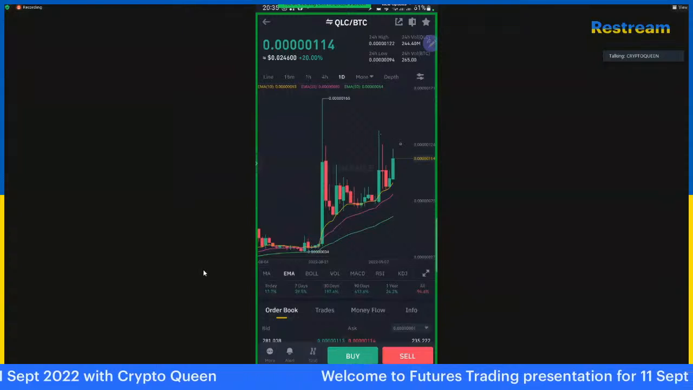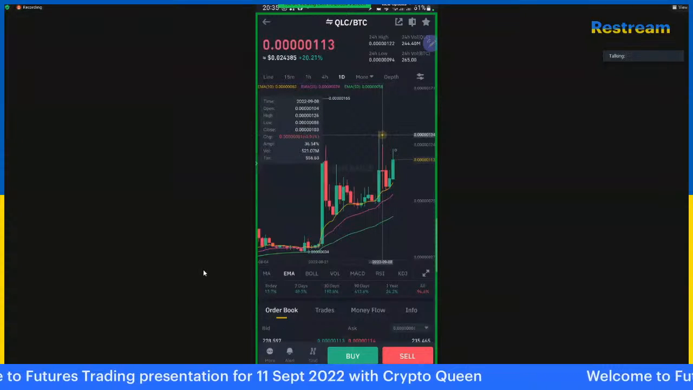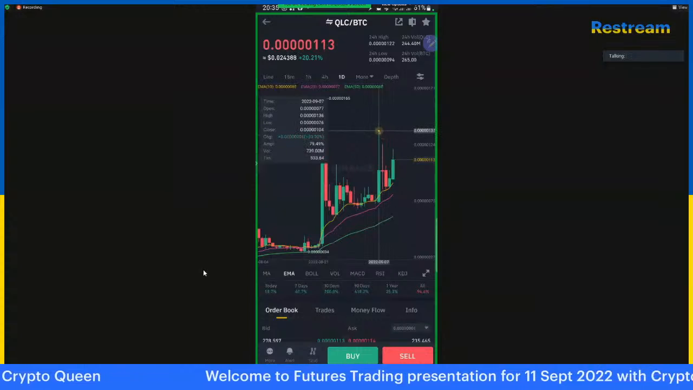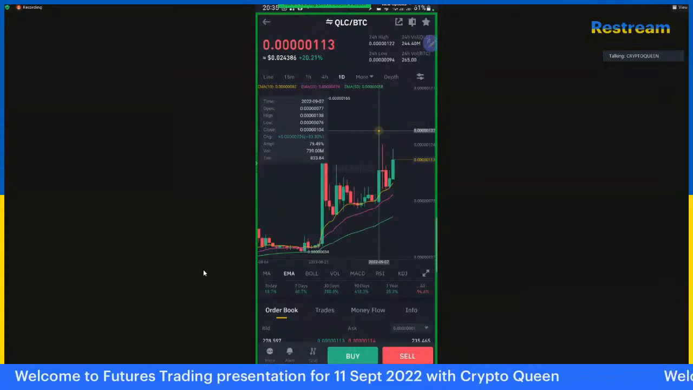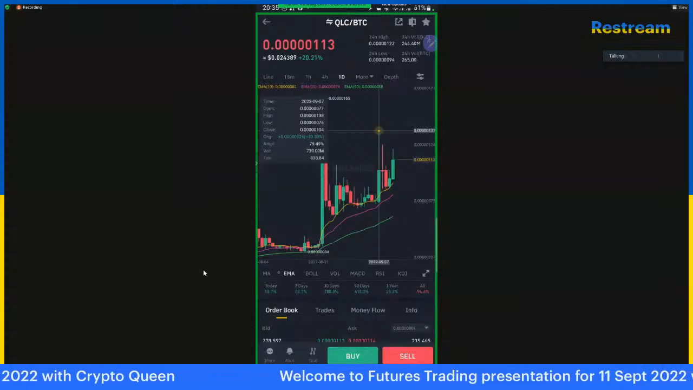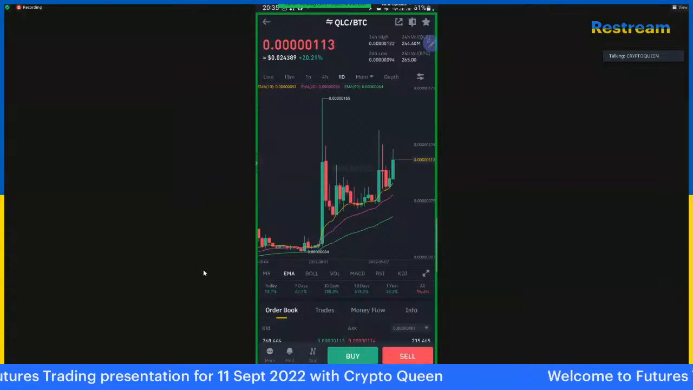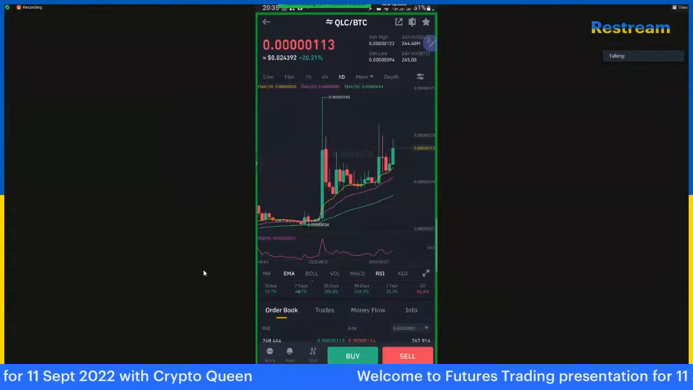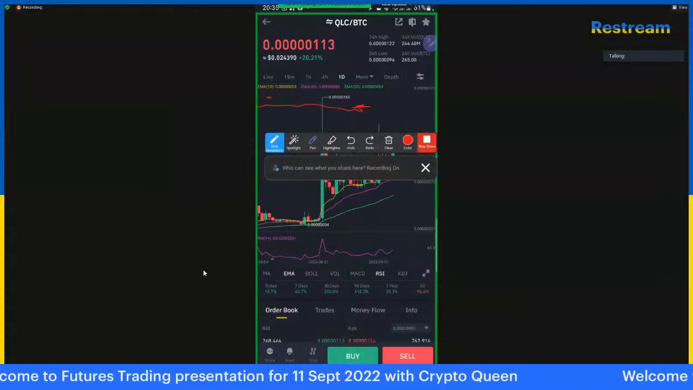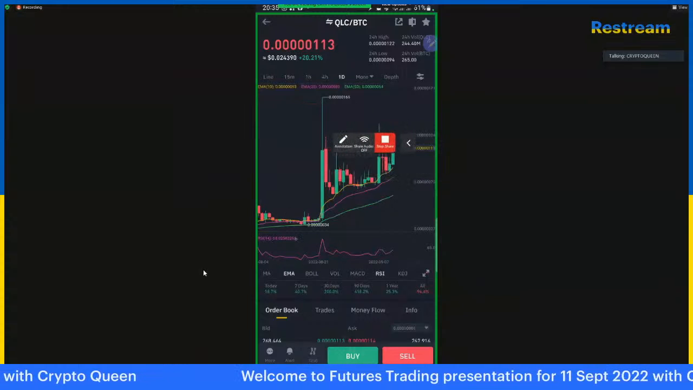So for example, I meet this coin here, and it's in top gainers. Now, what am I going to look at? What is RSI showing me? The first thing I'm going to look at is, what is RSI showing me here?